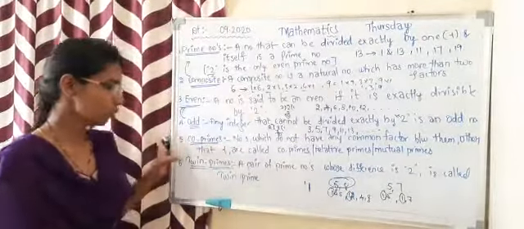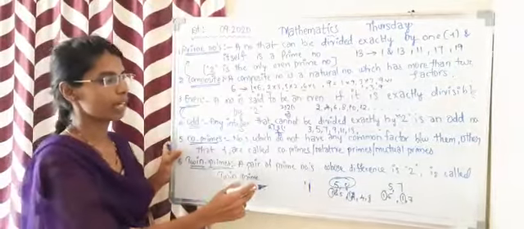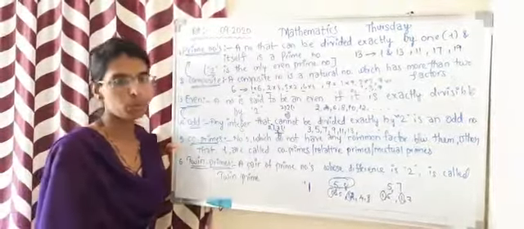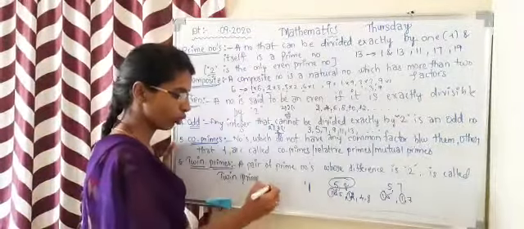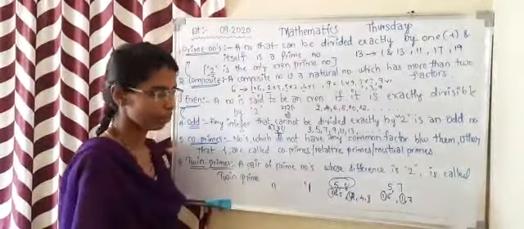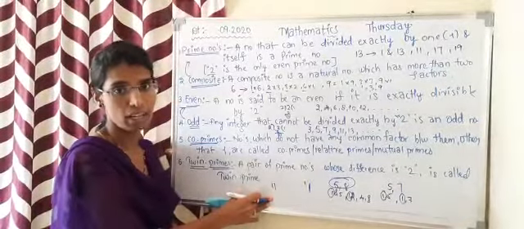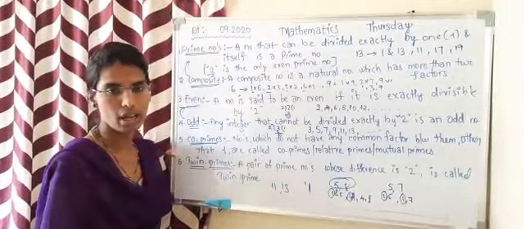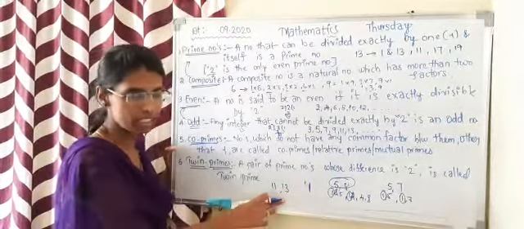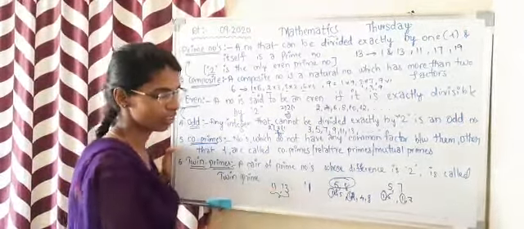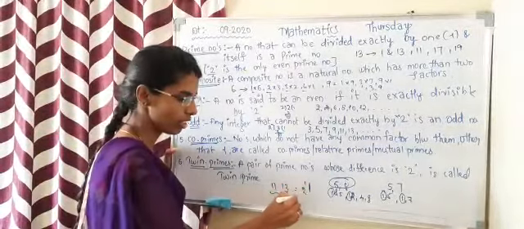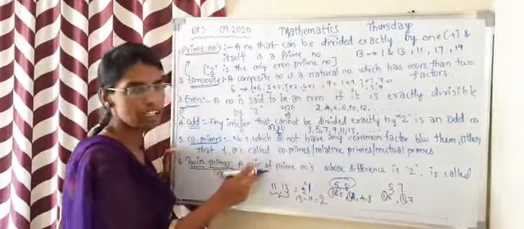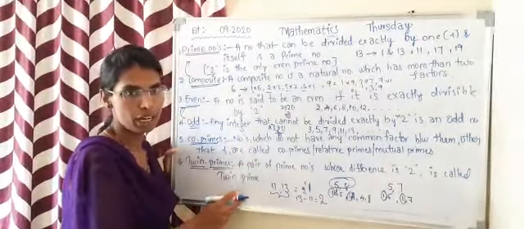Now twin primes. A pair of prime numbers whose difference is 2 is called twin primes. For example, we know that 11 is a prime number because it doesn't have any factors other than 1 and itself. And 13 is also a prime number which doesn't have any factor other than 1 and itself. So the difference between these two is 2. That is, 13 minus 11 is equal to 2. Therefore, such primes are called twin primes.